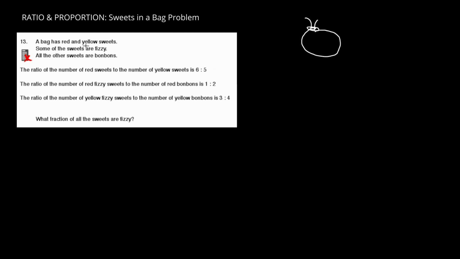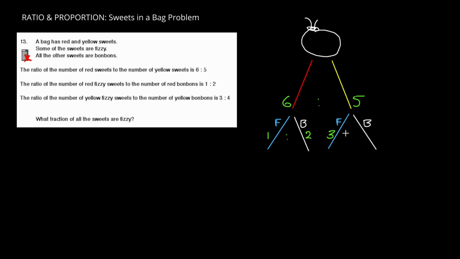Okay, so here's the bag of sweets, and we're told that they're split between red and yellow. And they're split in the ratio of 6:5. And now we're told they're further subdivided into fizzy sweets and bonbons. So these are fizzy and these are the bonbons. And the splits are as follows. For the red, we're divided in the ratio of 1:2. And for the yellow sweets, we're divided in the ratio of 3:4.